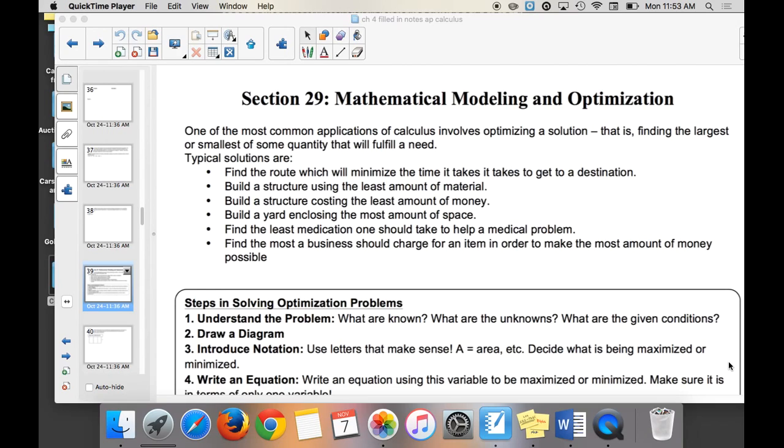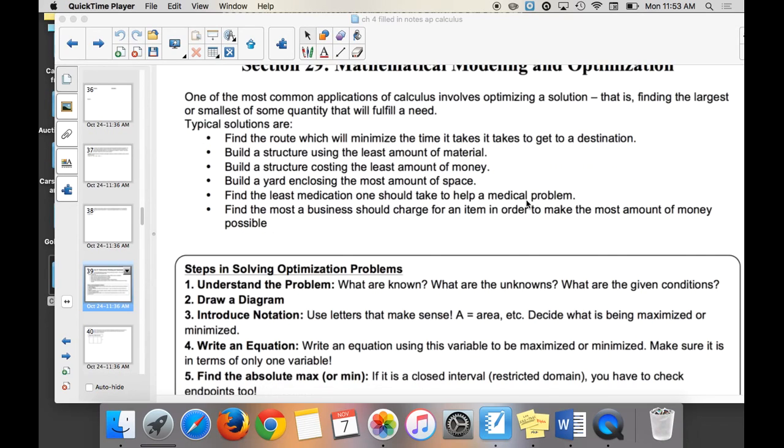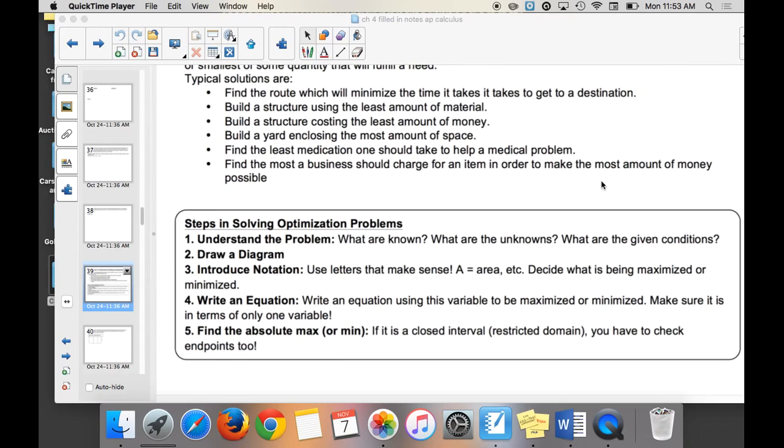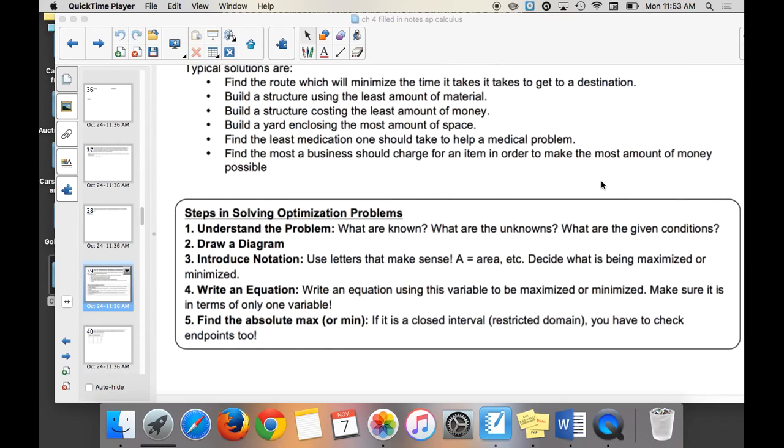So there's lots of examples here. Find the route which will minimize the time it takes to get to a destination. Build a structure using the least amount of material. Build a structure costing the least amount of money. Build a yard enclosing the most amount of space. Find the least medication one should take to help a medical problem. And finding the most a business should charge for an item in order to make the most amount of money. Okay, these are all optimization problems. So clearly, it's an important concept in real life, right?